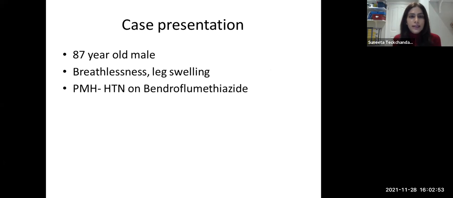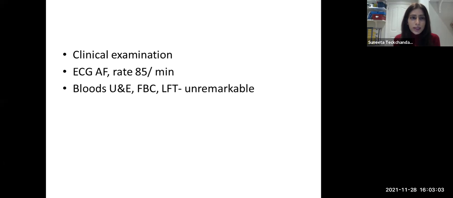So we have an 87-year-old male who presented with breathlessness and leg swelling, whose background is hypertension on bendroflumethiazide. There's loads more to say there, but these are the brief main points. On clinical examination, he has bilateral pitting edema, including sacral edema, and his JVP is raised, with heart sounds which are irregular but no obvious murmurs. His ECG showed atrial fibrillation, with bloods, U&Es, full blood counts and LFTs more or less unremarkable.